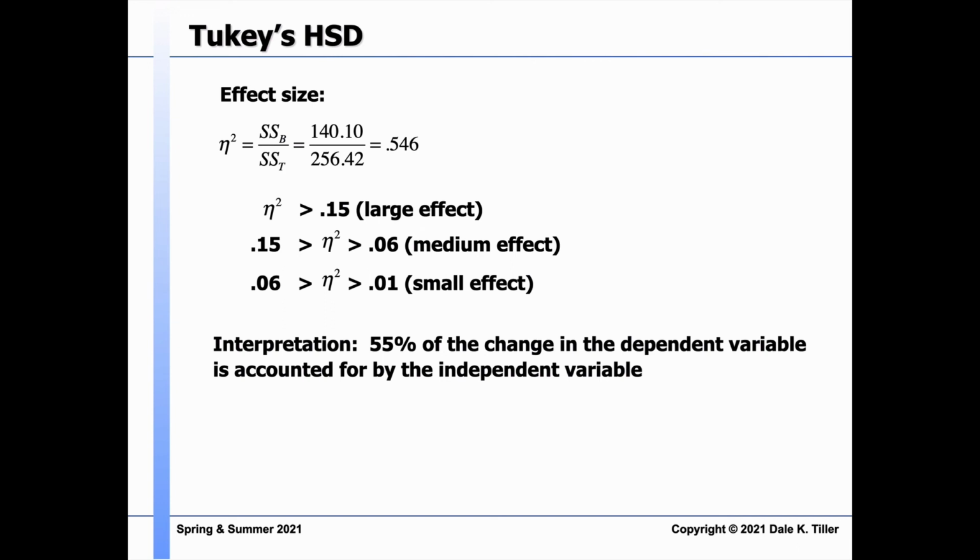So the effect of the independent variable in this experiment is a large effect, and we interpret this as saying that 55% of the change in the dependent variable, that's to say the blood concentration of some dependent measure, can be accounted for by the independent variable. So this is quite a large effect in terms of experimentation. This would be something that you would be interested in pursuing further and would be commercially meaningful to a client that you had.